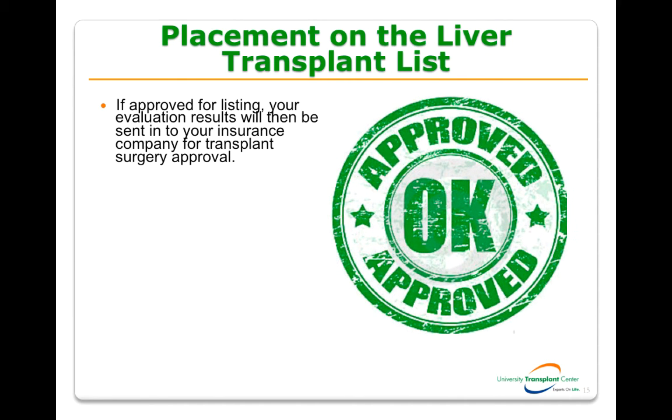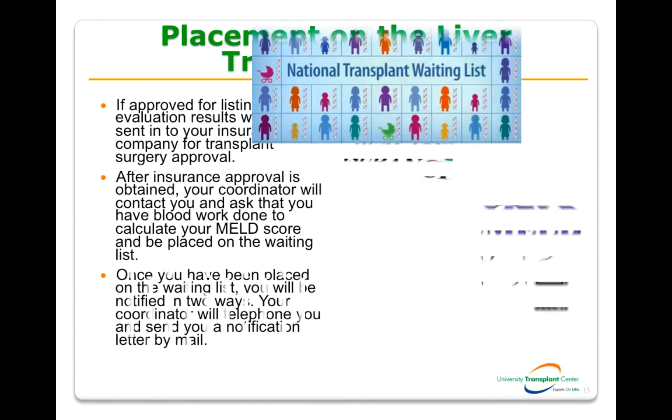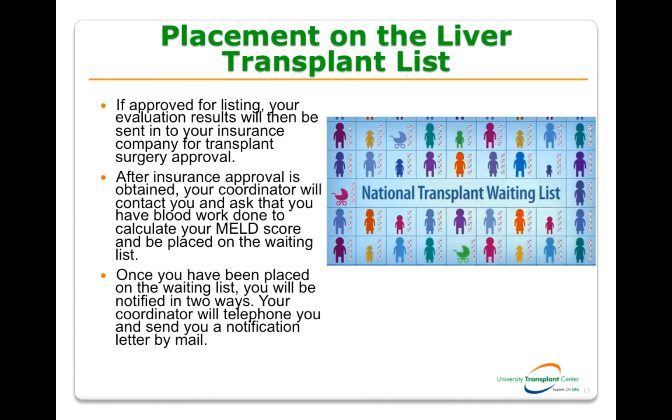If you're approved for listing, your evaluation results will then be sent into your insurance company for transplant surgery approval. After your insurance approval is obtained, your coordinator will contact you and ask that you have blood work drawn to calculate your MELD score and be placed on the waiting list. Once you have been placed on the transplant waiting list, you will be notified in 2 ways. Your coordinator will telephone you and send you a notification letter by mail.